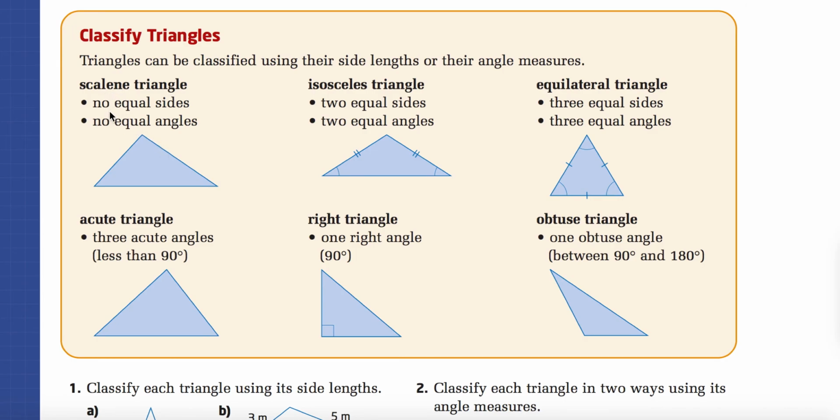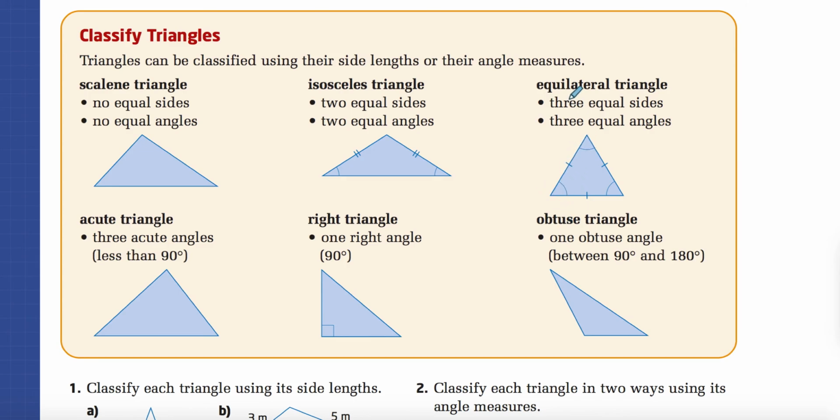A scalene triangle, none of the sides are equal to each other. The sides are all different lengths and none of the angles are equal. An isosceles triangle, two sides are equal, so these two sides would be equal, and what that would mean is that the angles at the bottom of those sides would also be equal. So if this side's 30 degrees, this side's 30 degrees.